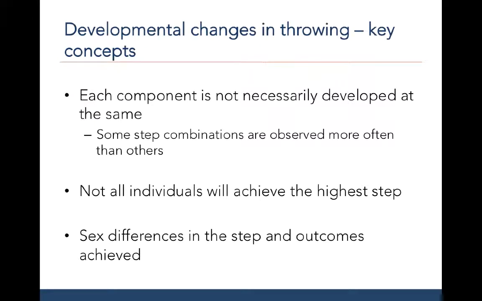Another important thing to keep in mind is that although we have used examples in which a cartoon or an individual is depicted at a single step for all components, rarely are the different components developed at the same rate. For example, a child in step 1 of foot action does not necessarily have to be in step 1 of trunk action or step 1 of the arm backswing. Also, not all individuals will achieve the highest step of performance. Depending on the experience, the coaching, and the interest in throwing, some individuals will achieve the highest levels, while many others will remain in lower levels of the component steps.